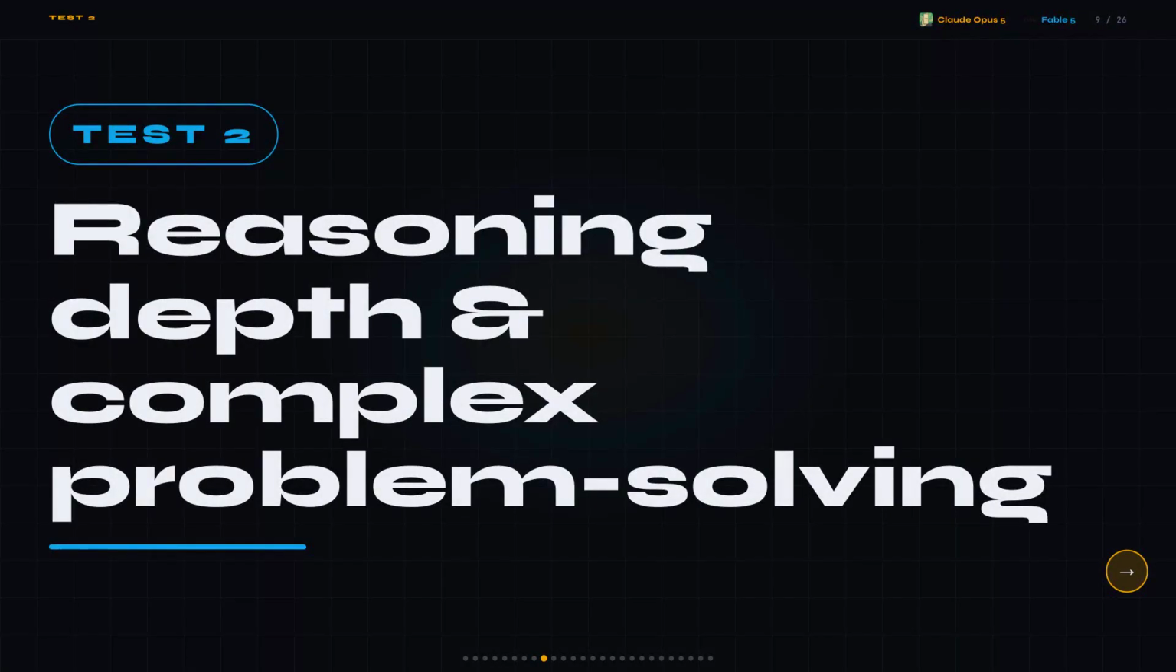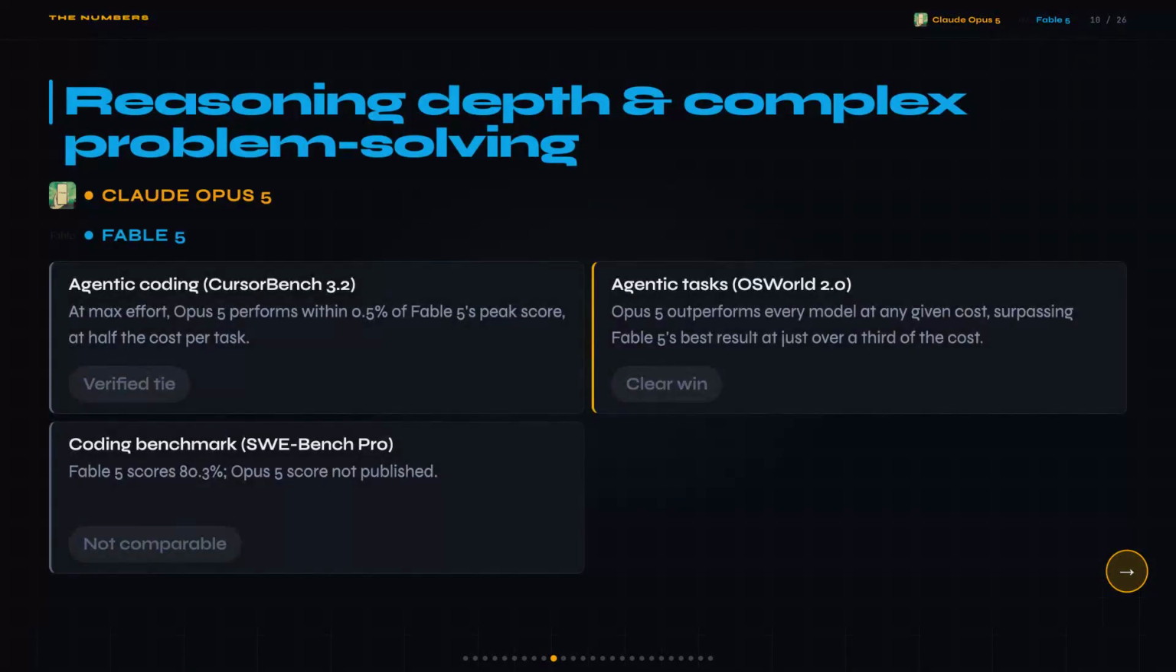Okay, so test 2 is reasoning depth and complex problem solving. And when a model gets this wrong on an agentic task, it doesn't just give a bad answer. It takes the wrong action, burns tokens running down a dead end, and you're paying for every step of that mistake. So here's what I found interesting.